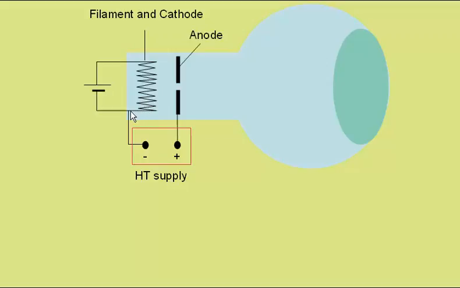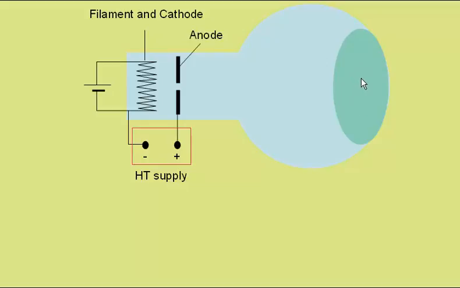The filament is also connected to the negative side of a high tension or high voltage supply. The positive side being connected to this metal plate with a small hole in the middle. So this acts as the anode, the filament is acting as the cathode. Electrons boiled off from the filament will find themselves attracted towards the positive anode. A small number will pass straight through and head towards this screen at the other end of the tube.